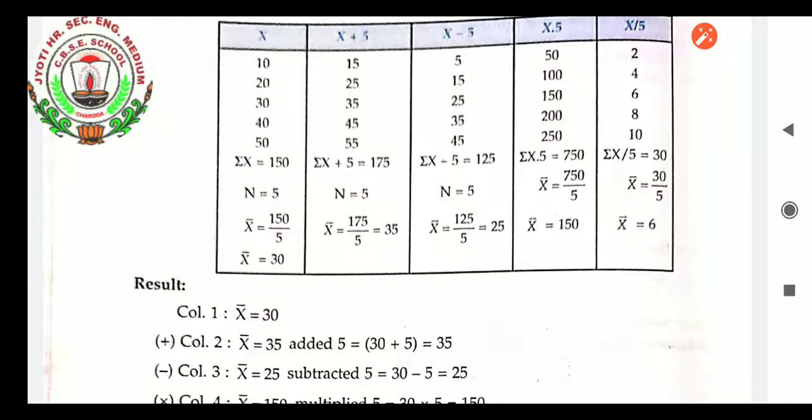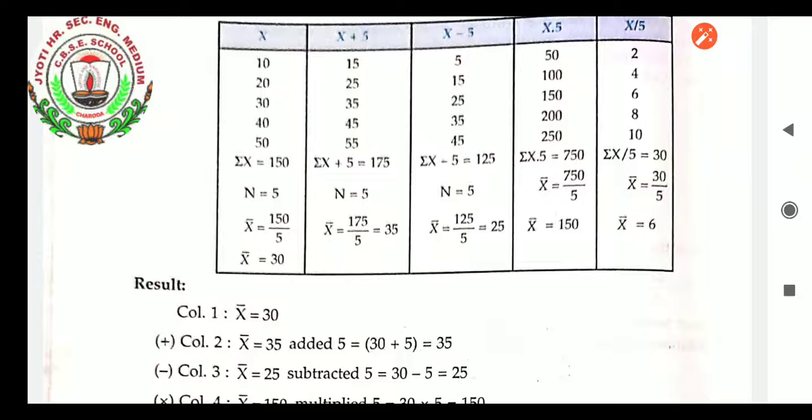What we are seeing below is that the mean is different for different operations. In the first case it is 30. When 5 is added to all the values, it is 35. When 5 is subtracted, we get 25, which is 5 less than the actual mean of 30.